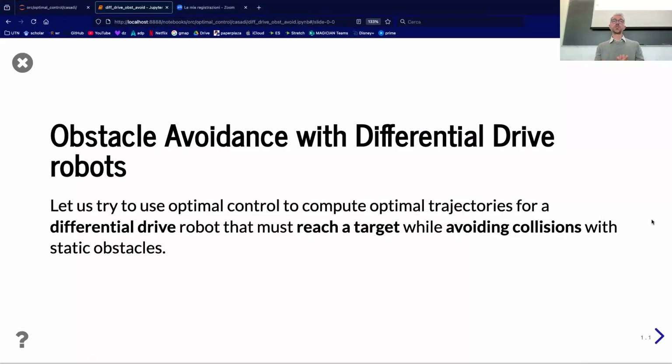So we have a differential drive robot. We want to reach a target with this robot. And we have obstacles in the environment, which we want to avoid colliding with. And for the moment, we're going to assume that these obstacles are static. Later on, we can discuss how to extend this to dynamic obstacles.